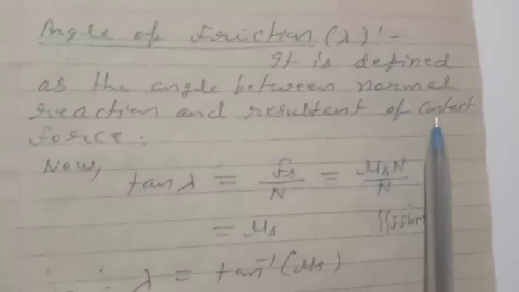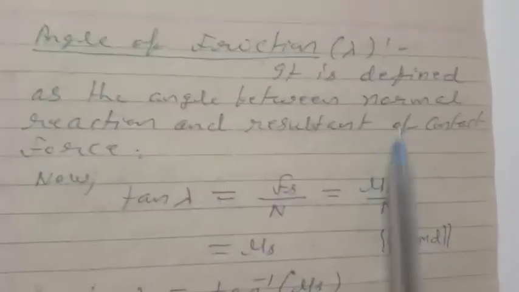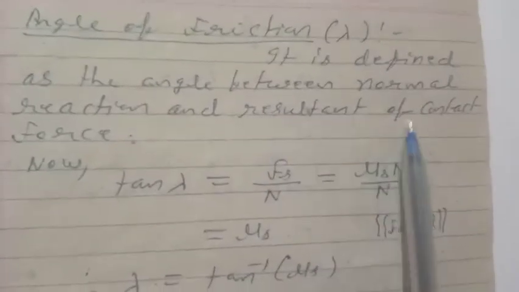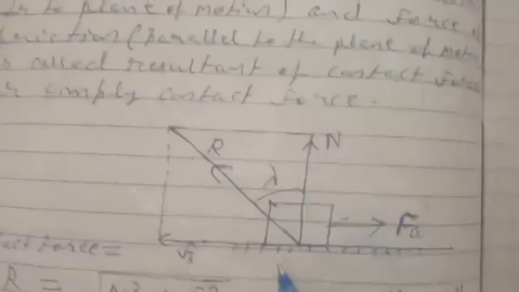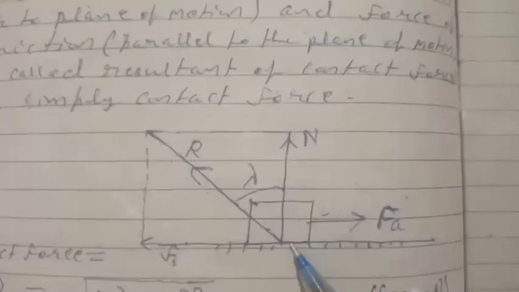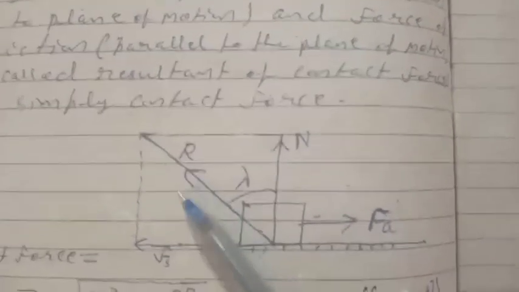Now, angle of friction. It is defined as the angle between normal reaction or normal contact and resultant of contact force, or simply contact force. Here the situation is shown: this is normal reaction or normal contact force, and this is frictional force. When we apply the vector law of addition, the resultant of these two forces will be in this direction, and it is called contact force, simply contact force.